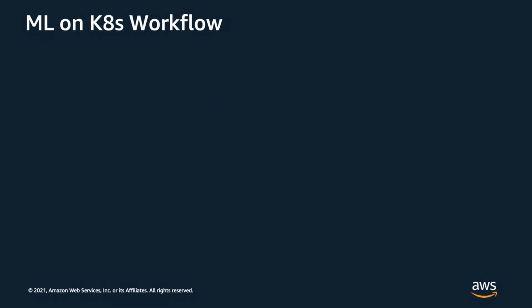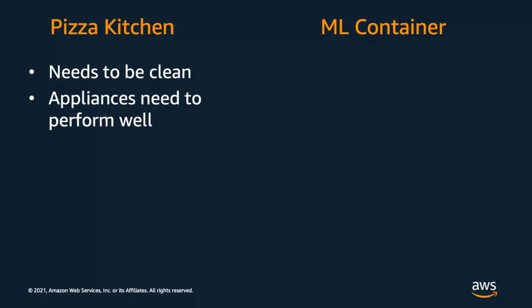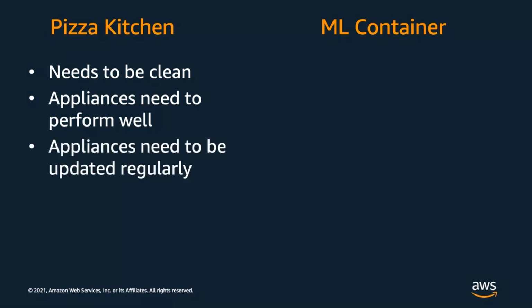Let's bring back that analogy for a second. Managing a pizza kitchen can get messy and cumbersome. It needs to be cleaned so that customers don't get sick and the restaurant can succeed. A pizza kitchen's appliances also need to perform well to keep up with the scale of demand and serve as many customers as possible. Sometimes the appliances might need to be outright updated. If something new comes along that better suits the business need, we might have to go and get it.